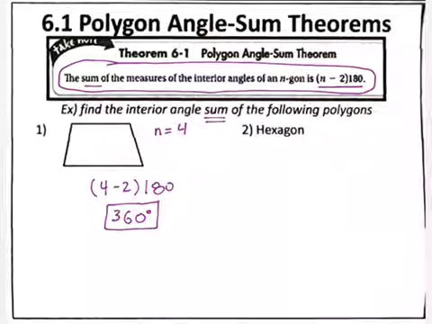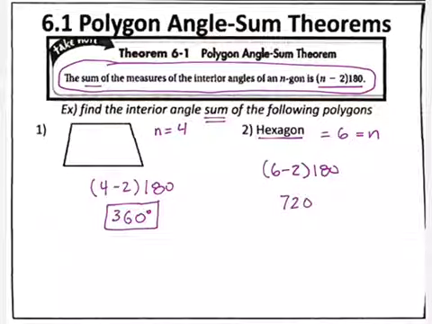In question 2, we're dealing with a hexagon. A hexagon means it has 6 sides, so that means n is 6 in this case. So to find its sum, we're going to take 6 minus 2 times 180. And when we multiply that out, we get that the hexagon has an interior angle sum of 720.